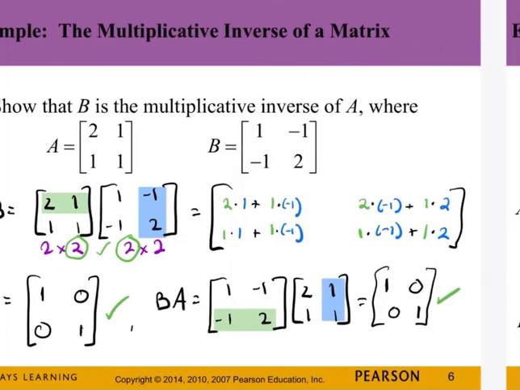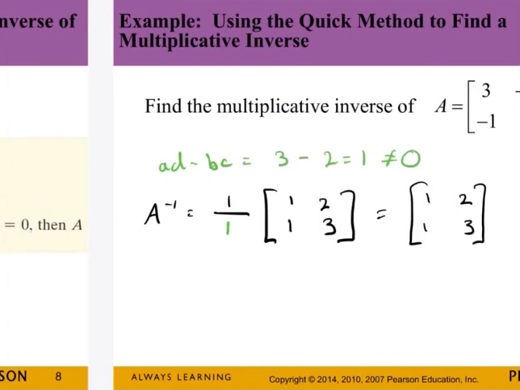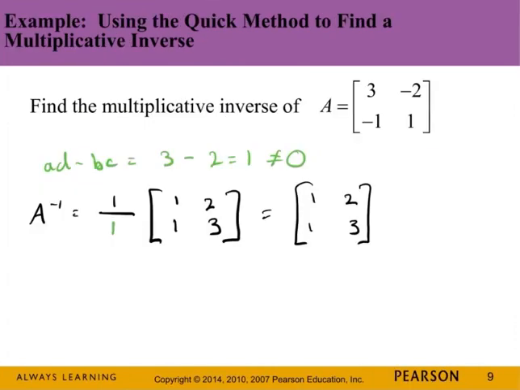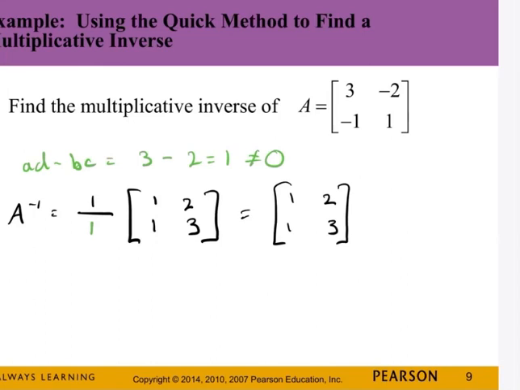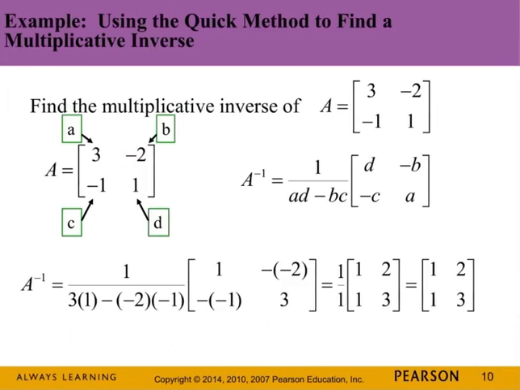Okay, let's keep going. So we did it by hand. We confirmed these in our calculator. All right, we confirmed that result, so it should be good. 1, 2, 1, 3. Okay.